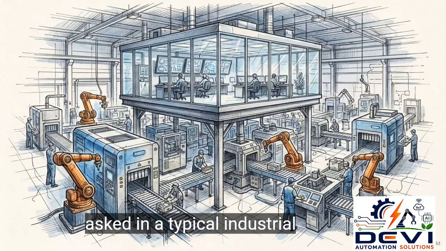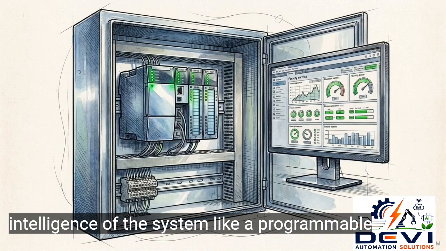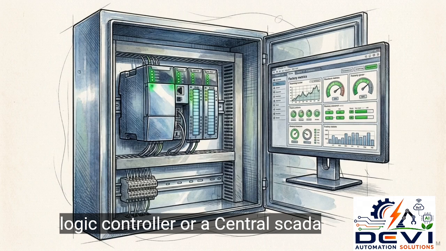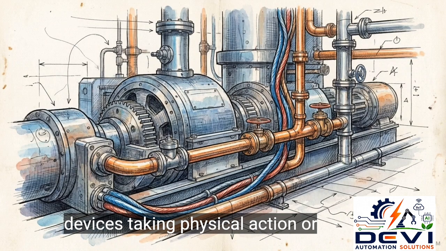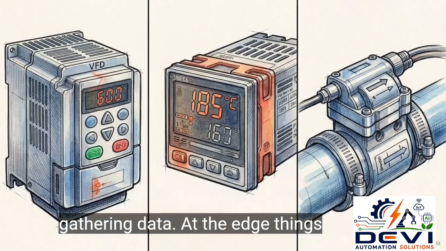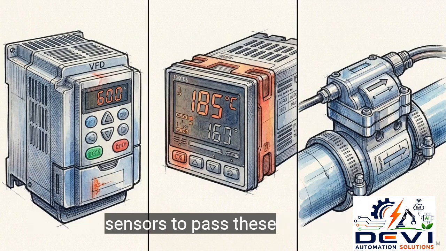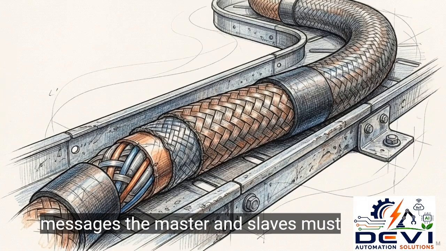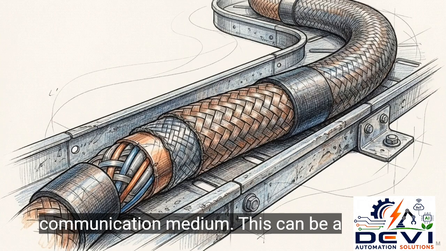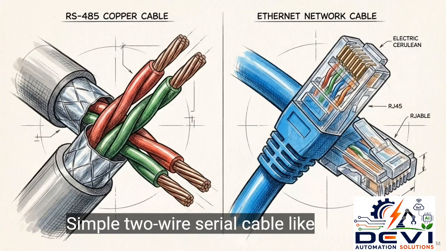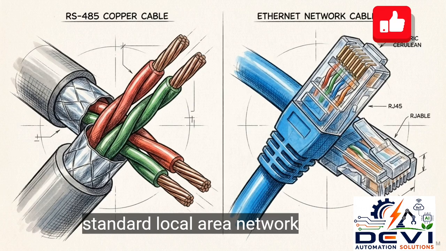In a typical industrial layout, the master is usually the primary intelligence of the system, like a programmable logic controller or a central SCADA computer. The slaves are the peripheral devices taking physical action or gathering data at the edge, things like variable frequency drives, temperature controllers, or individual flow sensors. To pass these messages, the master and slaves must be physically wired together over a communication medium. This can be a simple 2-wire serial cable, like RS-485, or a standard local area network.